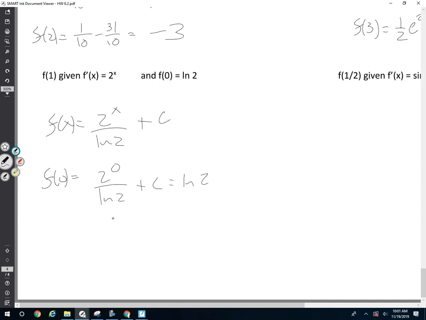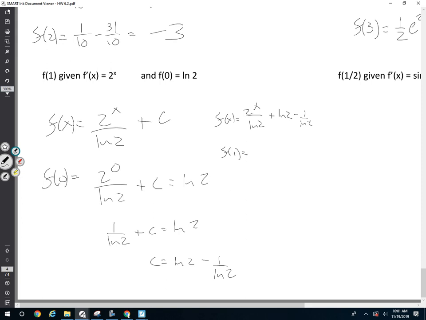So one over log 2 plus c equals log 2. I could give this a common denominator. Oh, this is going to work out a little nicer. It doesn't. Whatever, I'm going to leave it like this. I get 2 to the x over log 2 plus log 2 minus 1 over log 2.